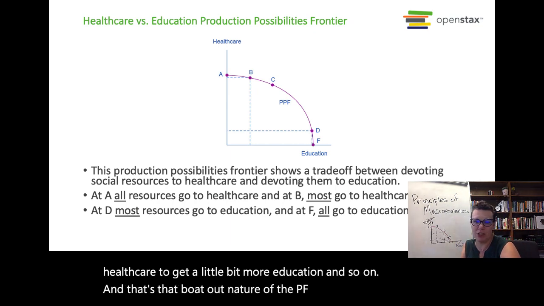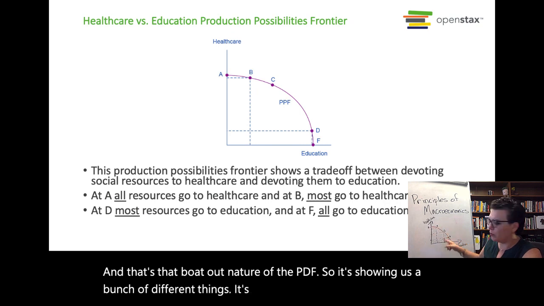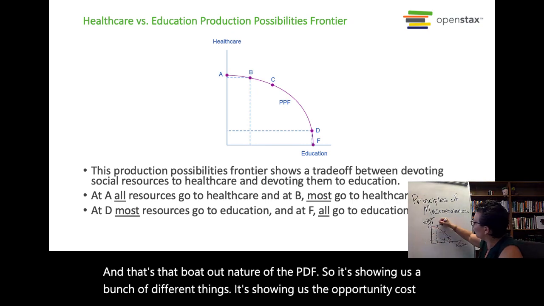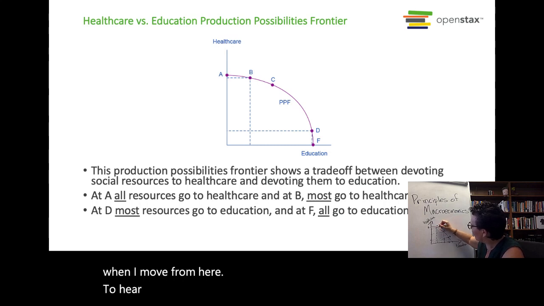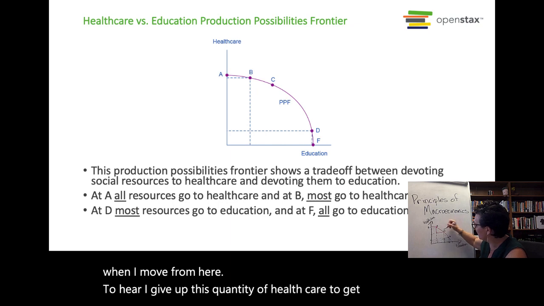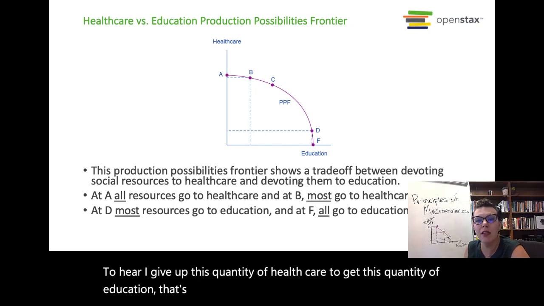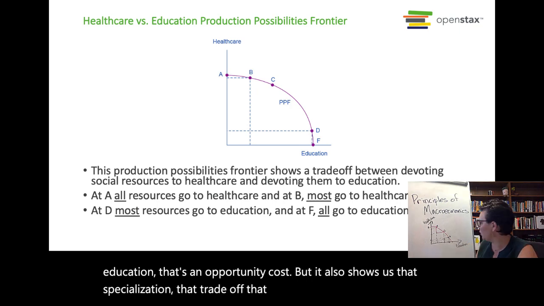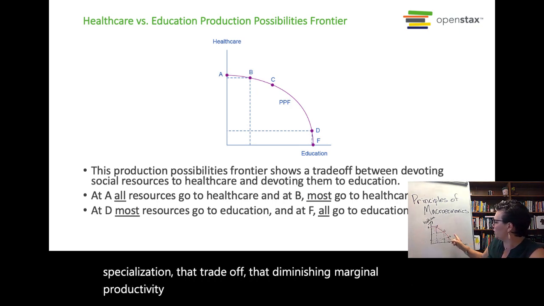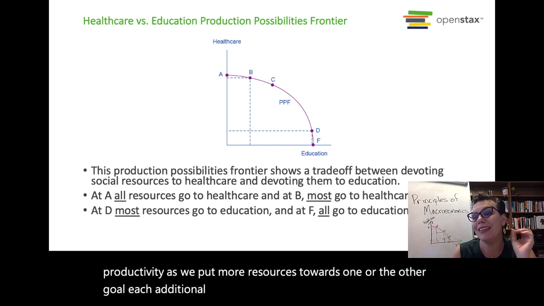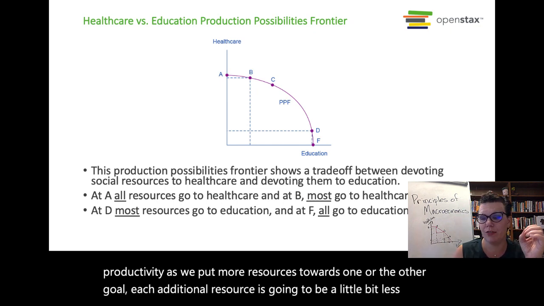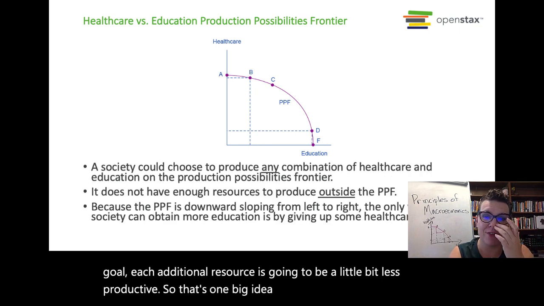So it's showing us a bunch of different things. It's showing us the opportunity cost. So when I move from here to here, I give up this quantity of healthcare to get this quantity of education. That's an opportunity cost. But it also shows us that specialization, that trade-off, that diminishing marginal productivity. As we put more resources towards one or the other goal, each additional resource is going to be a little bit less productive. So that's one big idea that we get from the PPF.